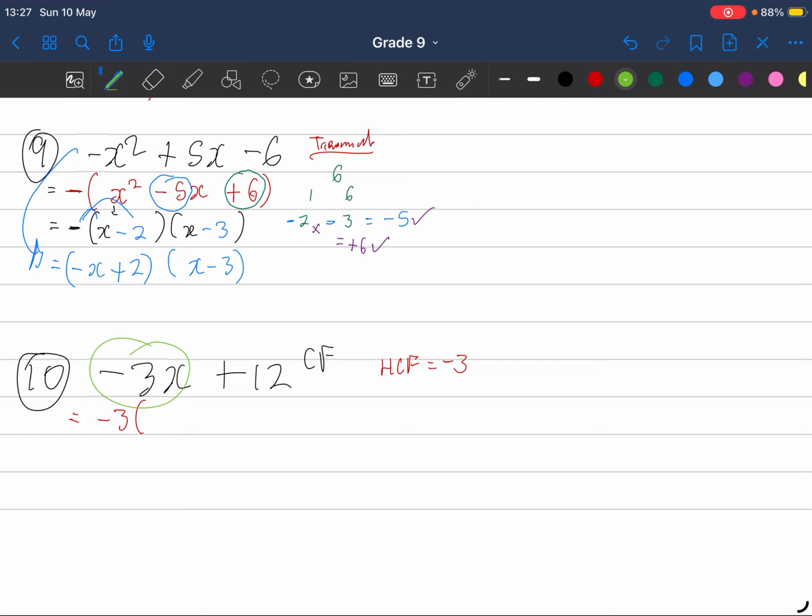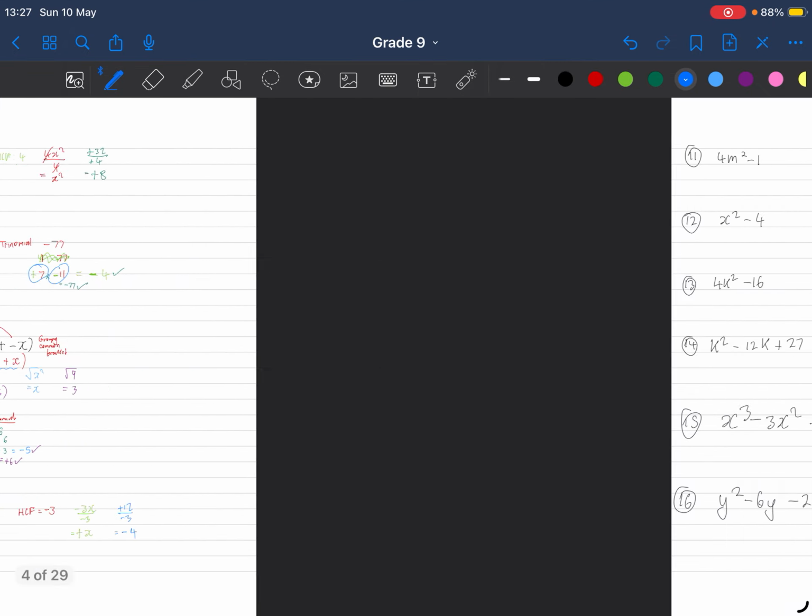Now let's start with our first term. Negative 3x divided by the highest common factor of negative 3. Negative divided by negative is positive. 3 divided by 3 is 1, and we're left with x. There we go. Then plus 12 divided by negative 3. Positive divided by negative is negative. 12 divided by 3 is 4. x minus 4. That's our answer for number 10.